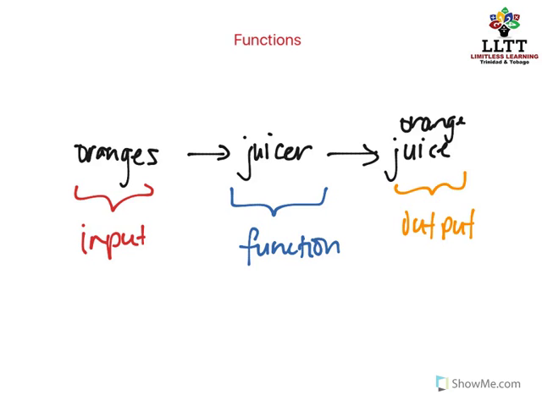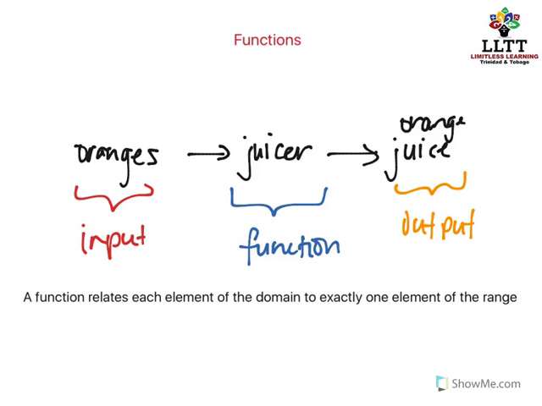So a function is something that takes your input and produces some sort of output. Now, what is the formal definition for a function? A function relates each element of the domain to exactly one element of the range. Now, this is a formal definition of a function. However, we have mentioned certain terms in there that we don't know as yet. Elements, domain, range, what exactly are we talking about?